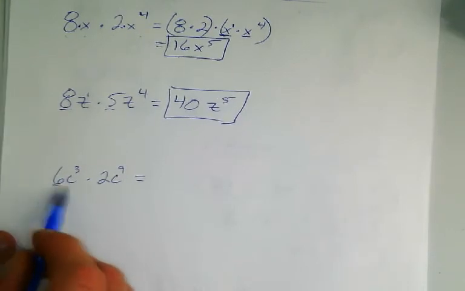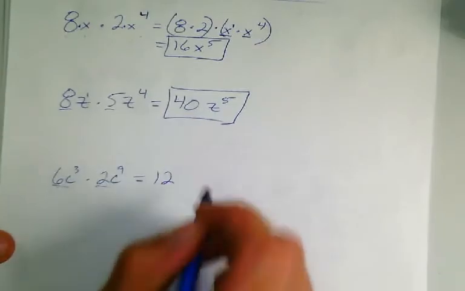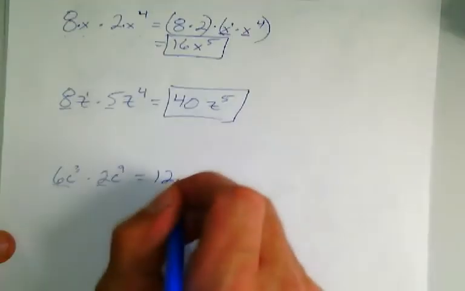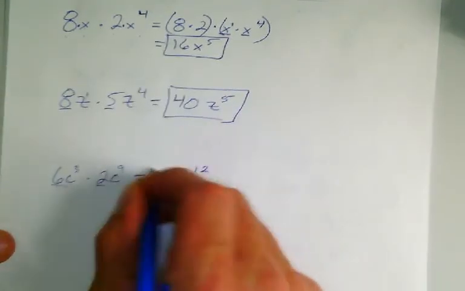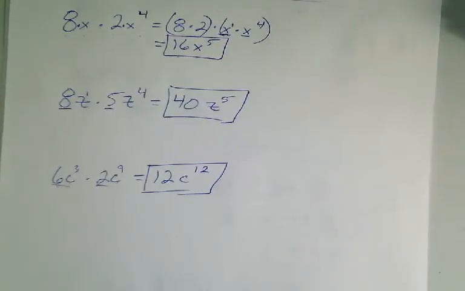I can do my numbers times my number, so 6 times 2 is 12. Then I do my powers times my power. So c to the third times c to the ninth is just c to the 12th. So, you multiply the numbers, then you multiply the powers. Keep the base the same, add their exponents. Good luck.